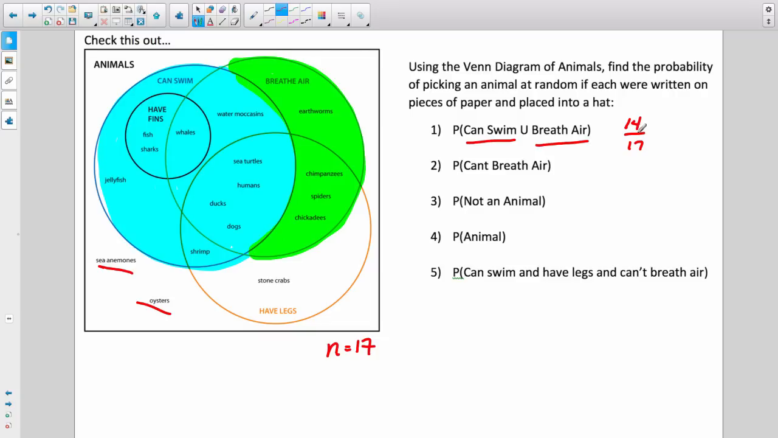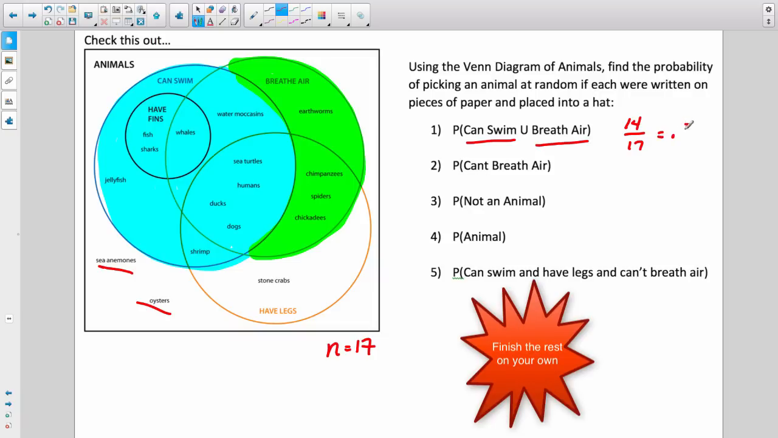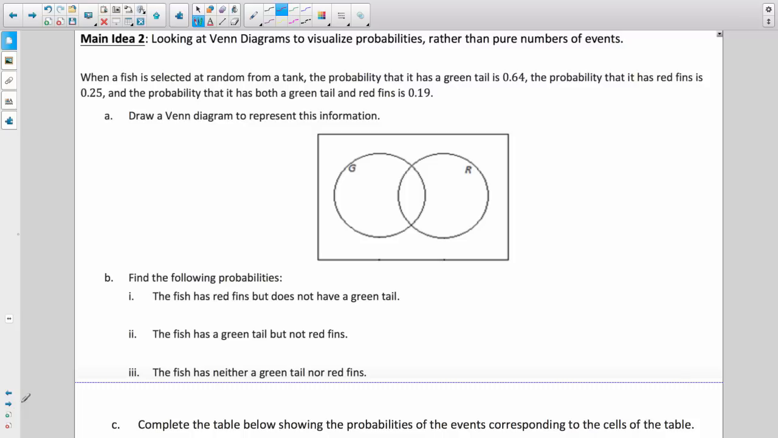So it's 0.82. There's an 82% chance that if you just randomly pick an animal, it will be someone who can swim or can breathe air. Okay, so sometimes Venn diagrams use probabilities. They don't just use the raw numbers. So let's take a look at one of those examples.